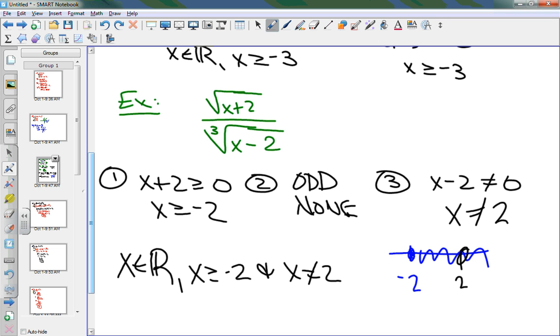Alex? What do you do if there's a radical in the denominator, you just set whatever's under the radical not equal to 0? Yes. Unless this was an even root. If it was an even root, it'd be greater than 0, and it cannot be 0. So if it's an even root, you find what it could be with the even root, and you find what it could be on the radical.